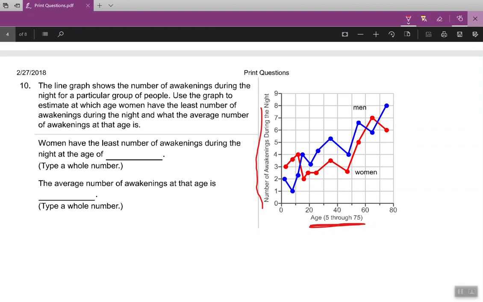So when do women have the least number of awakenings during the night, at what age? So I'm looking at age down here. I'm going to find the very lowest point because it says the least number of awakenings. So I'm going down, down, down, down, down, and I see right about here. That's where the women have the least amount of awakenings, right there.